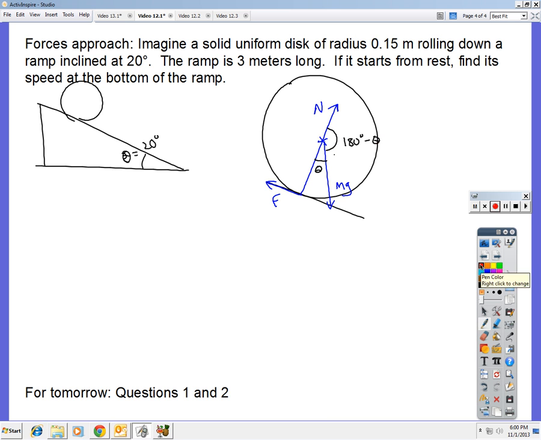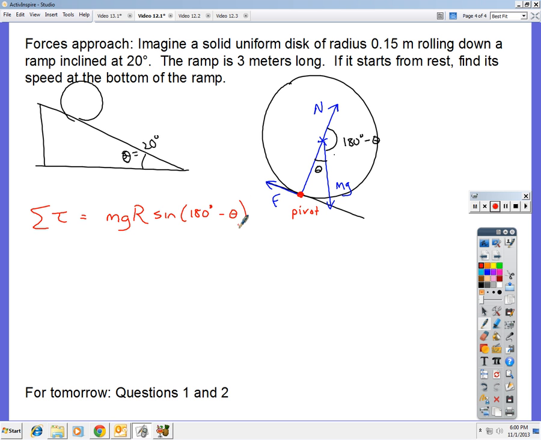Now what we'll do is we'll make our pivot point just like that. And so if we look at the sum of the torques about that pivot point, the normal force and the friction force produce no torque because they are acting right on the pivot. Whereas mg is acting a distance r away from the pivot, but the angle between it and the r vector is 180 degrees minus theta.